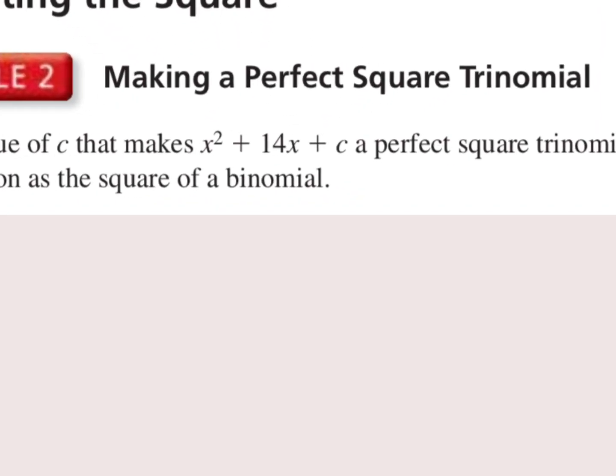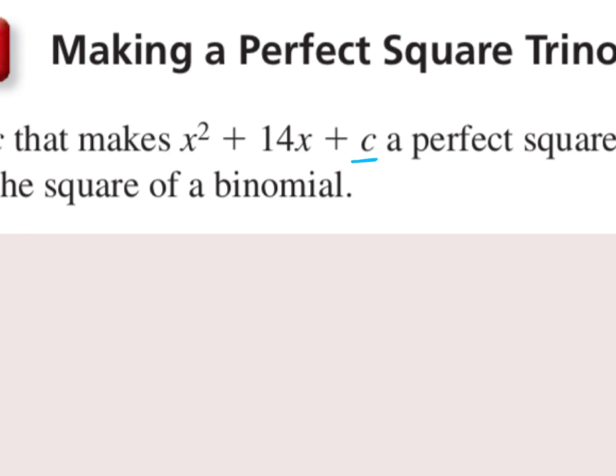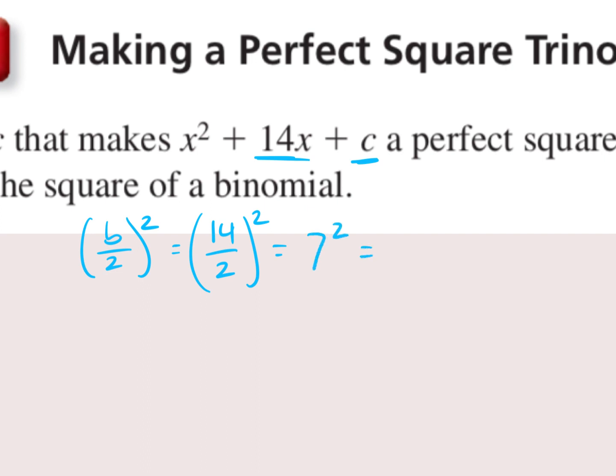So first thing we want to do is find what number for c makes it a perfect square. So we're going to use our formula, b over 2 squared. And we said that b comes from the number in front of the x. So what would our b be here? 14. So we have 14 over 2 squared. What's 14 over 2? 7. And what's 7 squared? 49. So the value of c that makes it a perfect square is 49. So that's the first part of the question.